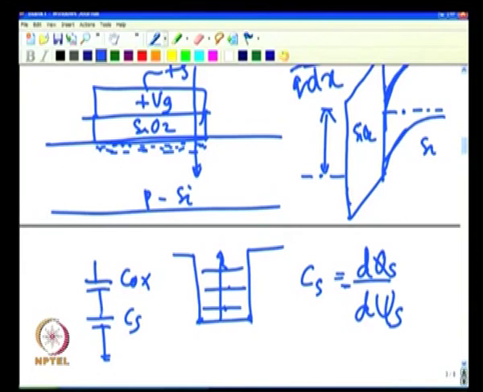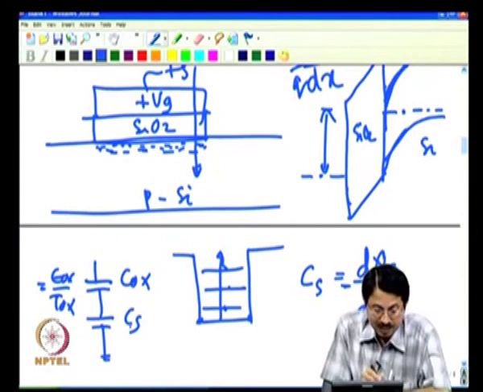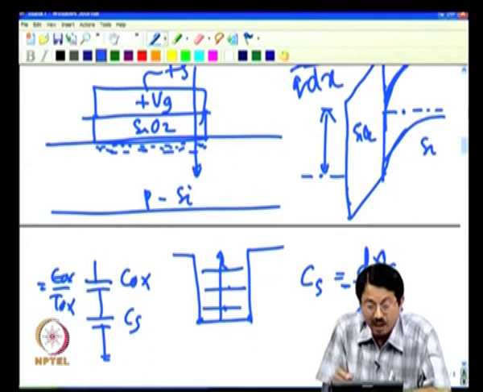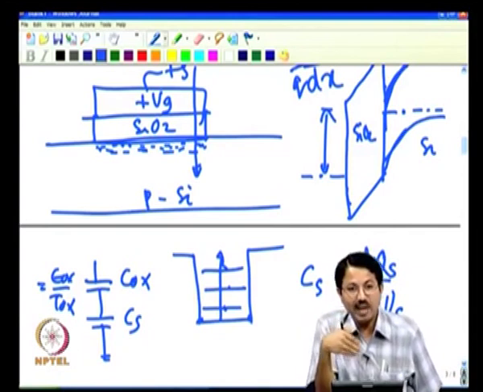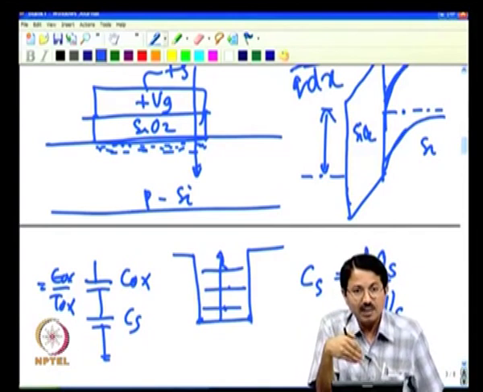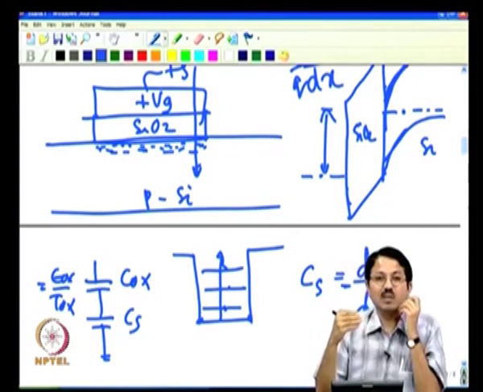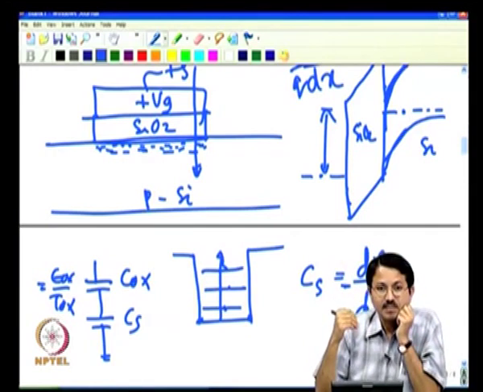But now that is no longer the case for two reasons. C ox itself has gone up, because C ox is epsilon ox by T ox, and because T ox went down, C ox went up. That is one part of the story. And C silicon will not be very large, because dQ by d psi s will not be large, because there are only finite allowed energy states. For a small change in the surface potential, the electron charge will not change as rapidly as it would have earlier, and hence it degrades your inversion layer capacitance.